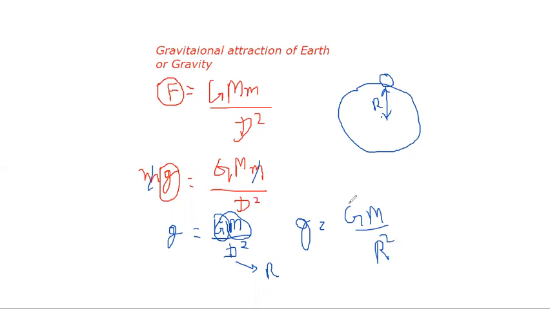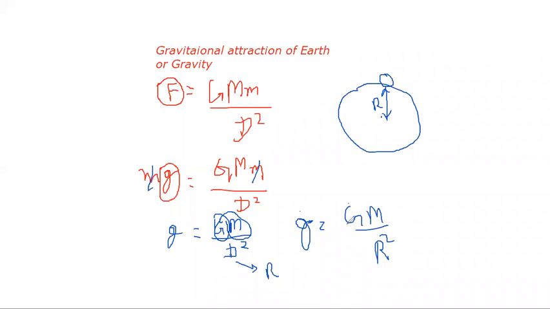Now this gravitational constant is a constant. Mass of the Earth is constant, and this radius of the Earth is also a constant. So this gravitational attraction of Earth, acceleration due to gravity g, becomes constant, and its value is 9.81 meter per second square, or for doing numericals you may take it as 10 meter per second square.